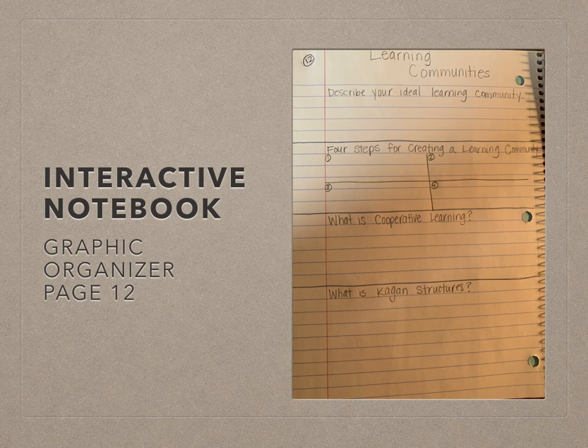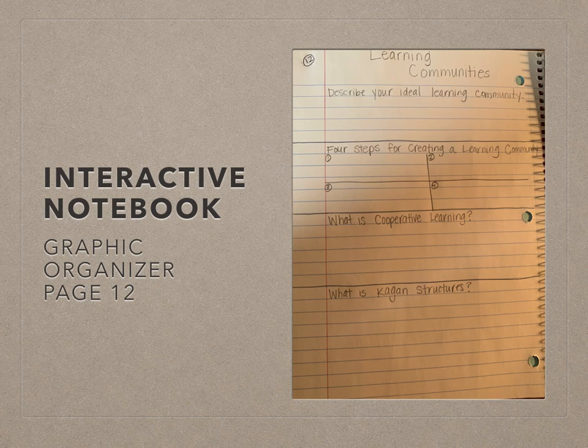And then after that, I've given about 7 more spaces, and I've put 4 steps for creating a learning community, and I have divided that into 4 different areas because there are 4 steps for that. Underneath that, what is cooperative learning we're going to be talking about, and then specifically what are Kagan structures. So you can see how that's divided. I know where this lecture is going, and I know what you have to do. So go ahead and take a moment to set up your notebook to look just like that.